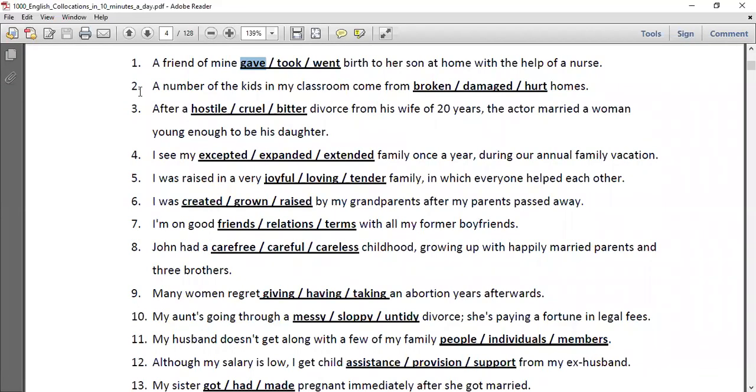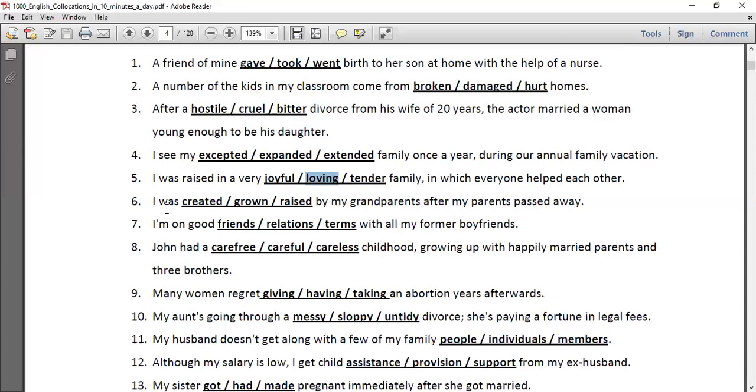Number 2, a number of the kids in my classroom come from broken homes. We use the expression broken homes. Number 3, after a bitter divorce from his wife of 20 years, the actor married a woman who is young enough to be his daughter. Number 4, I see my extended family once a year. So this is my big family. Number 5, I was raised in a very loving family in which everyone helped each other.